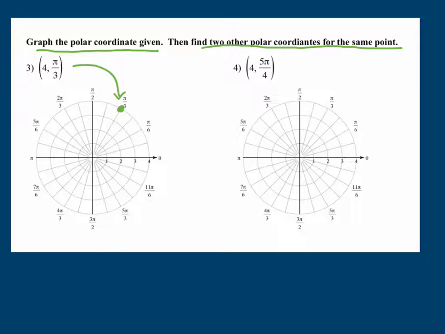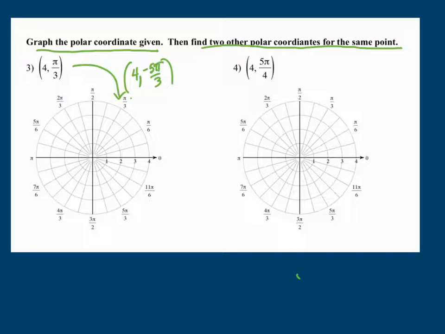Now, let's think of another way to write it. If we use the negative angle, so instead of going forward, let's go from here negative to get to there. That would be negative pi over 3 here, negative 2 pi over 3, negative 3 pi over 3, negative 4 pi over 3, so this is negative 5 pi over 3. So one of them would be (4, negative 5 pi over 3).